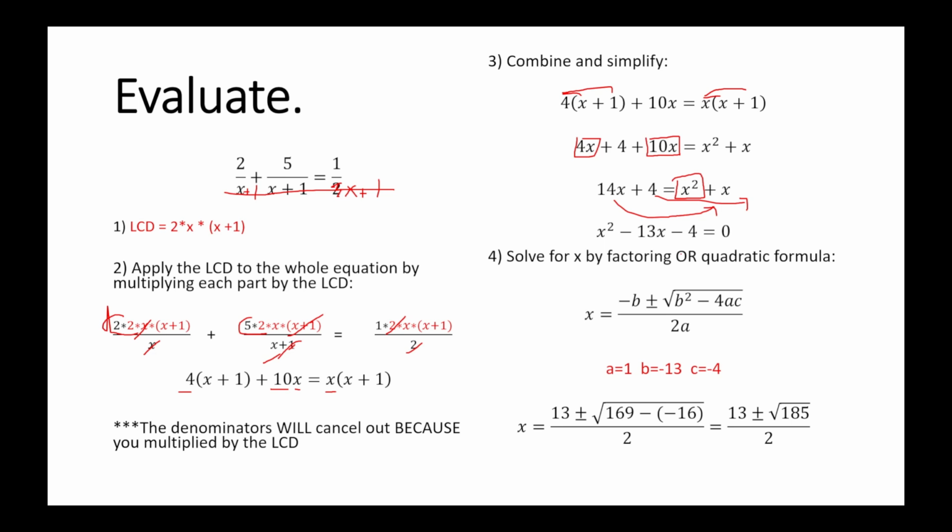Negative 4 times 1 times negative 4. That'll be minus negative 16. Again, 2 negatives make a positive. So we'll have 169 plus 16. That'll end up equaling 185. That now is underneath the square root. And so this ends up being our final answer.